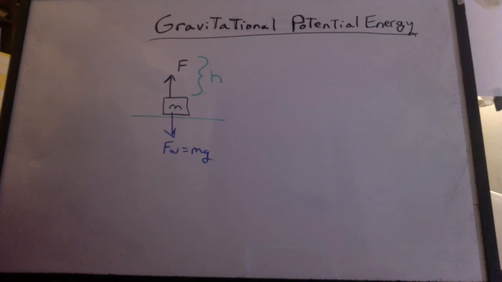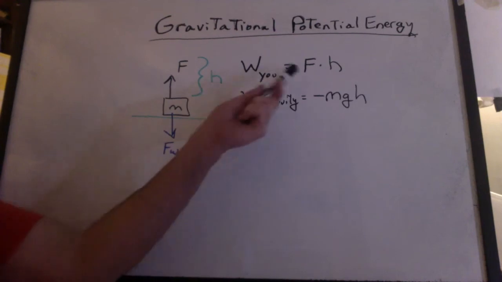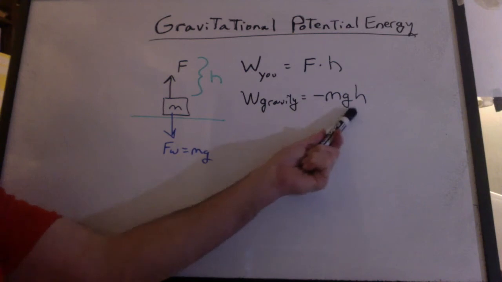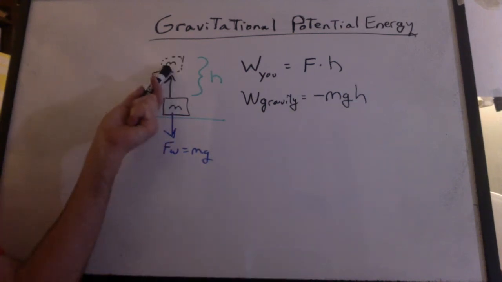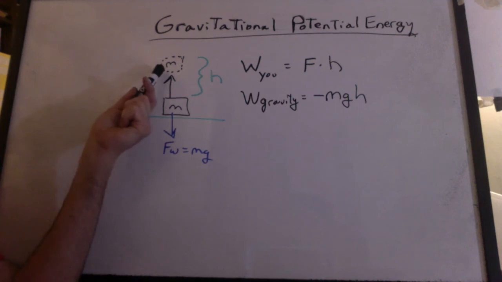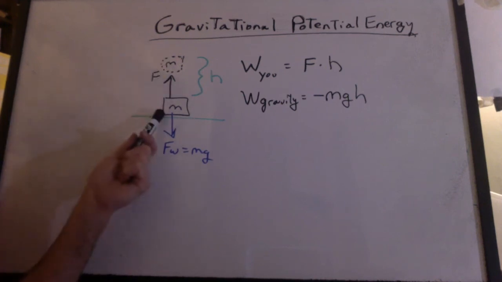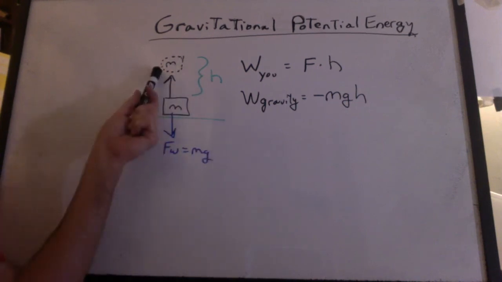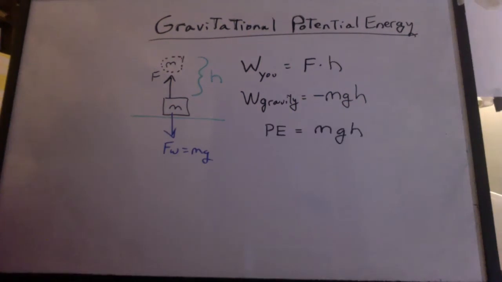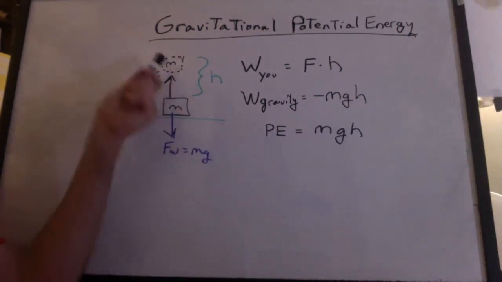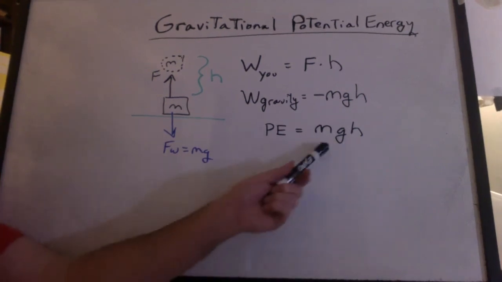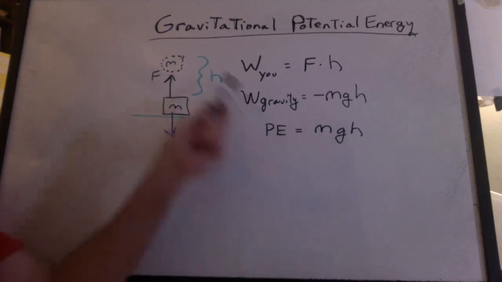So if it goes up height h, the work done by you is F times h. The minimum F is going to be mg. And the work done by gravity would be negative mgh. When the block rises to this height, does it have the potential to do something? If I let go, it'll fall back down. So however much energy gravity took away, it's storing it as potential energy. So we say the potential energy at this height is equal to mgh, because gravity has the potential to do that much work on its way down.